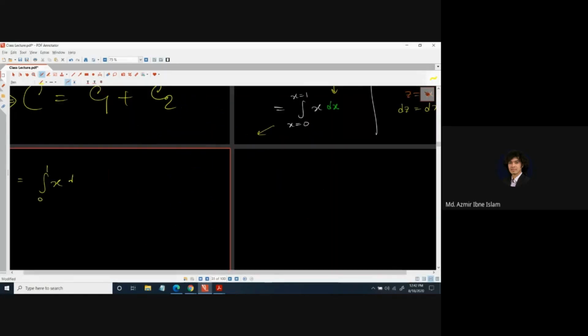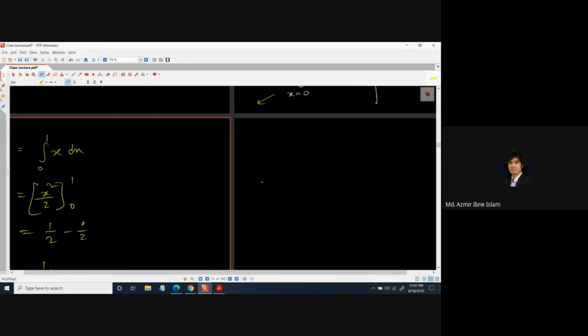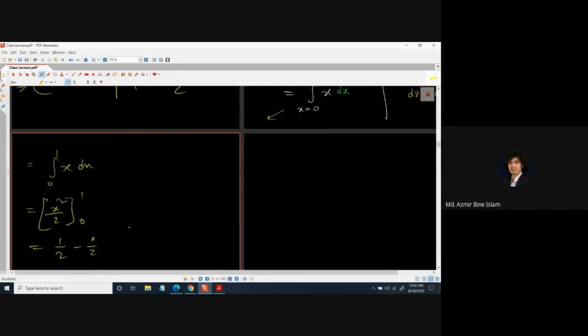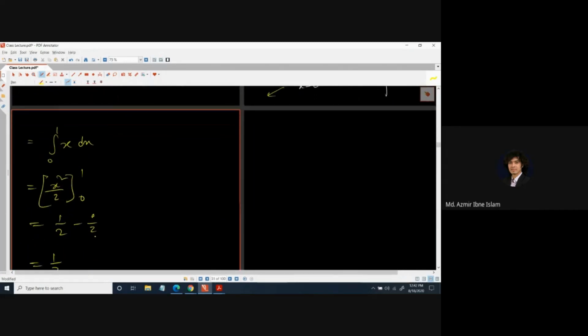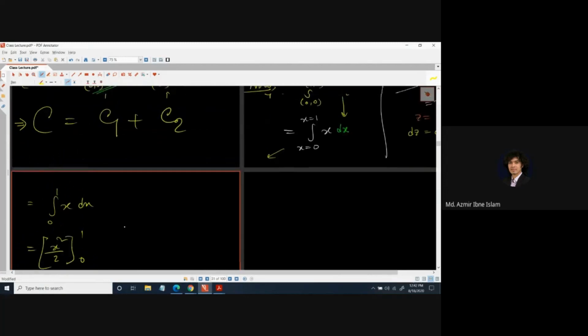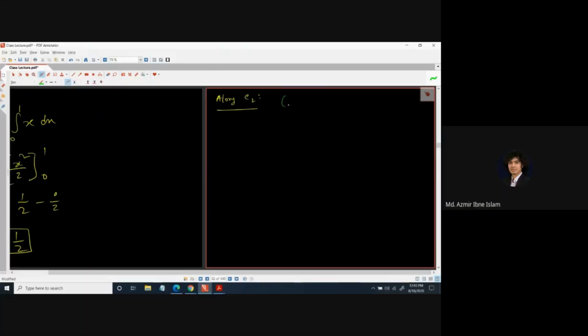Integration from 0 to 1 of x dx, and you know the result. It is x squared by 2, upper limit 1, lower limit 0. So 1 by 2 minus 0 by 2, that means 1 by 2 is the result. So we have mentioned that this is C1. The result of C1 is 1 by 2. So the first integral is done. Let's put an equation number here. This is equation 1. So now along C2, from 1, 0 to 1, 2.